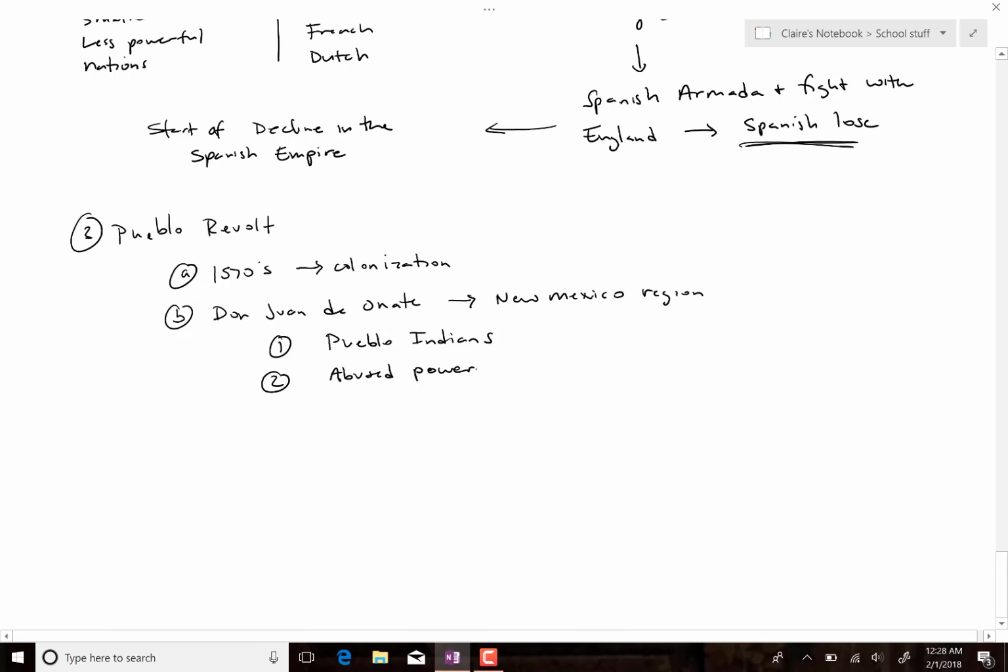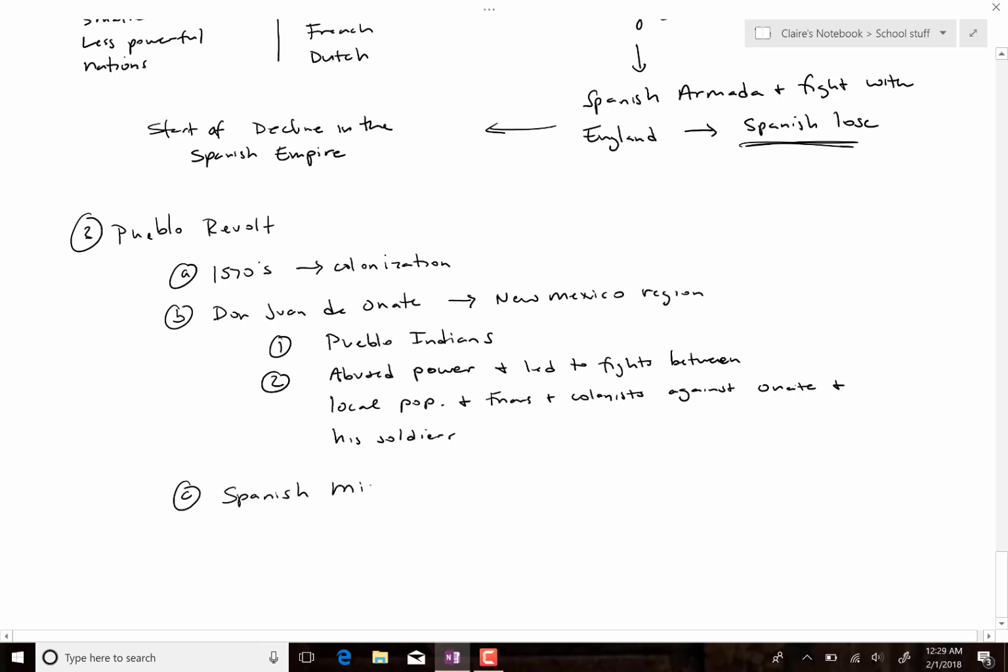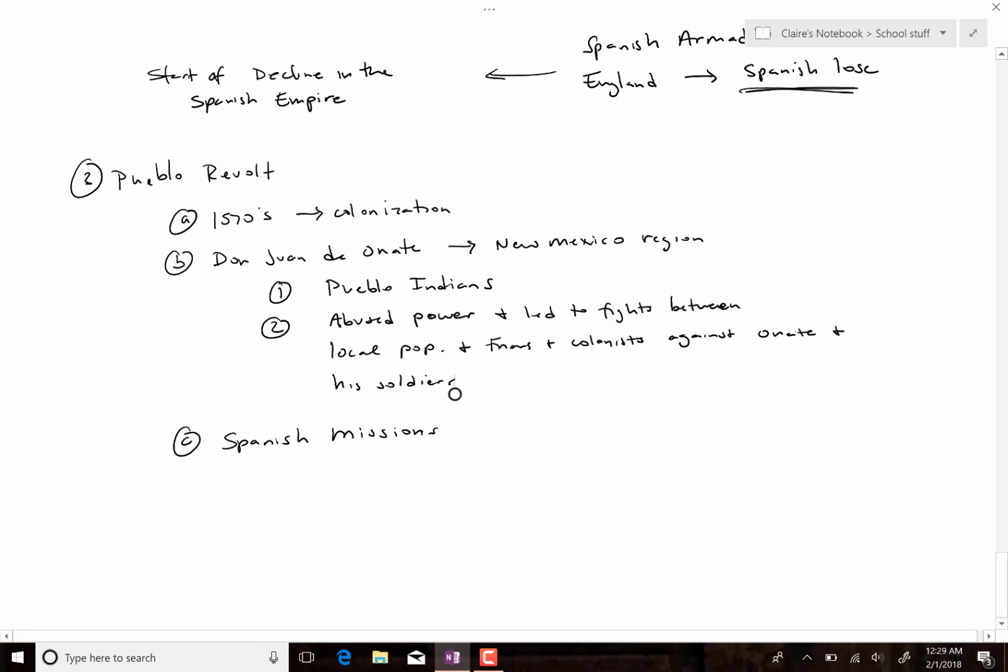and it led to fights between the local population, who were also supported by the friars and colonists, against Onate and his soldiers. They were actually successful and kicked Onate out, and what was left with the friars and some of the colonists is that they created what became standard practice throughout what was going to become California: Spanish missions.